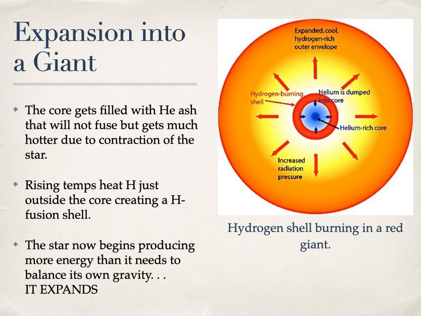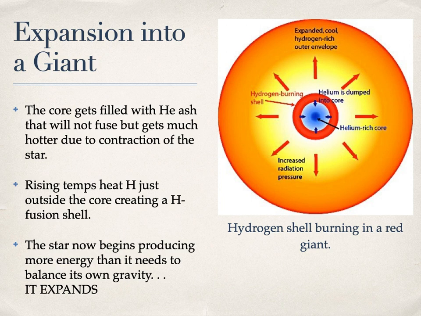So the fusion has basically moved into a layer outside the core. Now the picture is not to scale, so it's kind of confusing. This is actually a very, very tiny, itsy bitsy little part inside of this giant star. That's actually the core and the fusion that's going on. So what's happening now is the star is beginning to produce more energy than it needs to balance its own gravity, and it's actually going to expand.